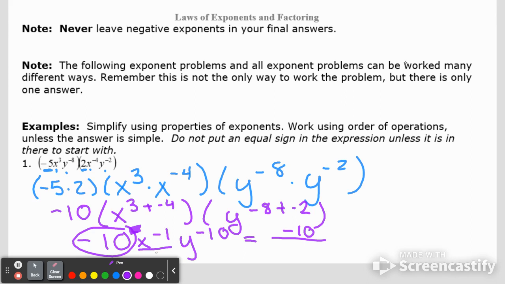x to -1, though, that's like x to -1 over 1. He is not happy upstairs. So we're going to move him down. That's going to be x to the 1. We don't usually write exponents of 1, so it's just x. And then again, this is like y to the negative 10 over 1. He is not happy upstairs. We're going to move him downstairs, and now that's going to be y to the positive 10. That's my final answer.